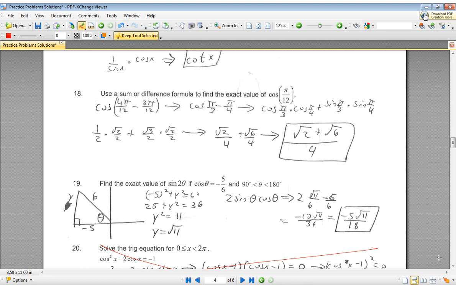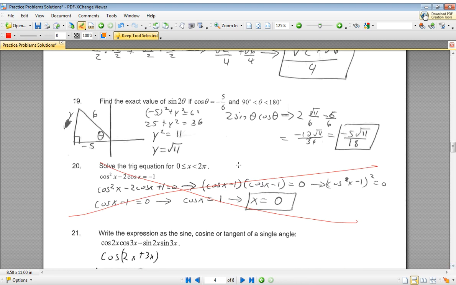Multiply and then add. 19. Find the exact value of sine 2 theta if cosine equals that. That means draw a unit circle. It tells you what quadrant you're in. Between 90 and 180 is quadrant 2. Use the Pythagorean theorem to find the missing side. Plug it into the formula. So 2 times sine theta. Sine is radical 11 over 6. Cosine is negative 5 over 6. Multiply them together, and we're done.